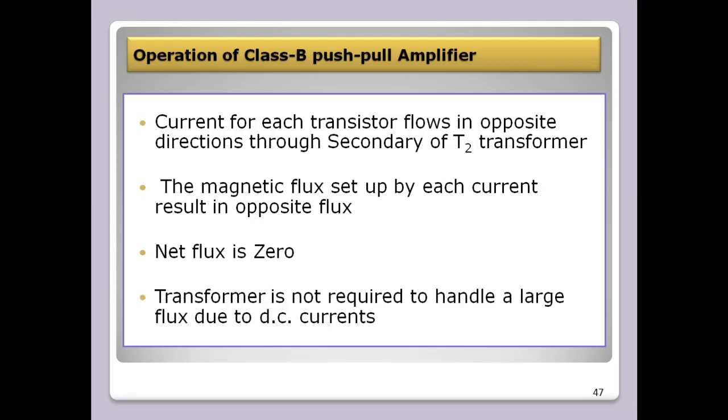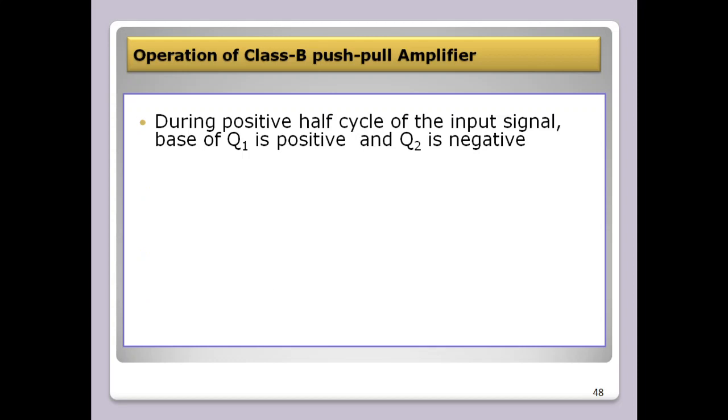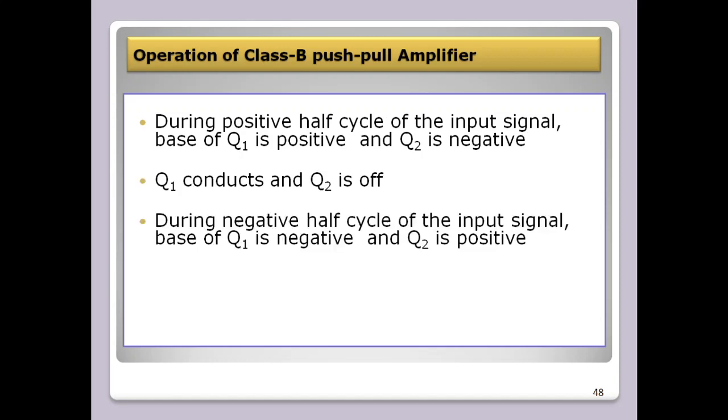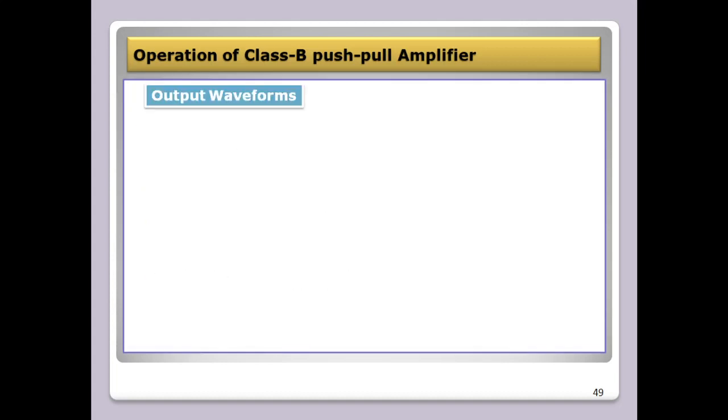The transformer is not required to handle the large flux due to DC currents here. During the positive half cycle of the input signal, the base of Q1 is positive and the base of Q2 is negative. Q1 conducts and Q2 is off. During the negative half cycle of the input signal, the base of Q1 is negative and the base of Q2 is positive. So only Q2 conducts and Q1 is off.